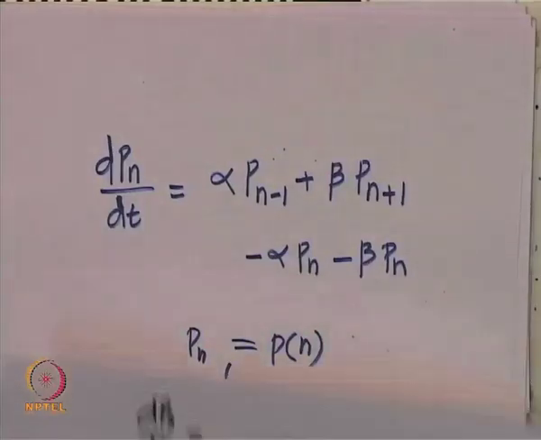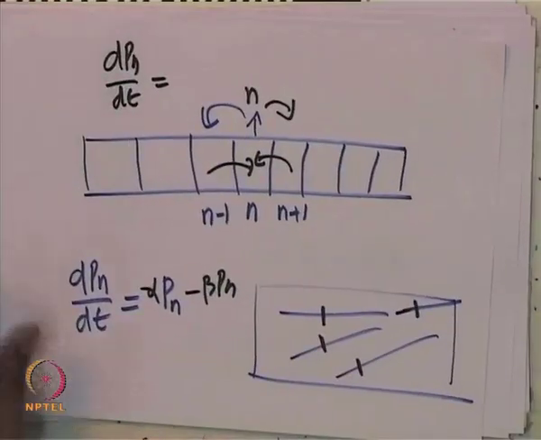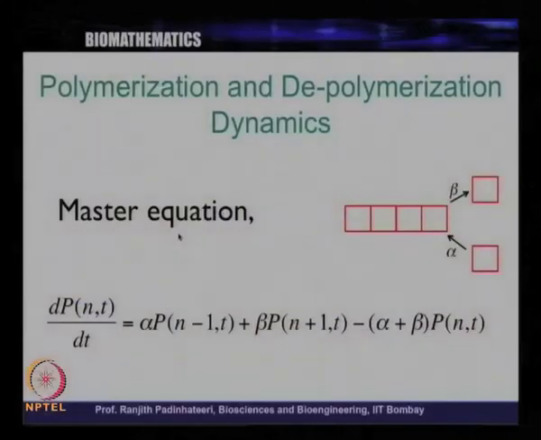So, essentially, in the case of polymerization, depolymerization, the master equation, as you can see here, is dPn by dt equals alpha into P n minus 1 plus beta into P n plus 1 minus alpha plus beta into P n. So, this is the master equation. Now we have this master equation. Now, the question is, how do we solve this equation?